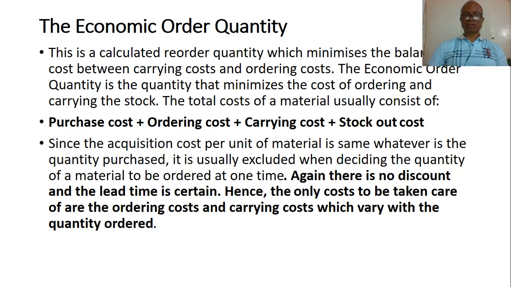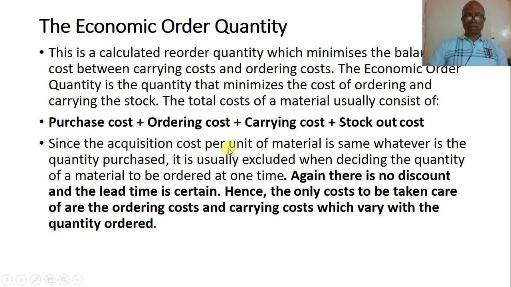taken to be not relevant, because you may not easily be able to value your stock out cost. Since the acquisition cost per unit of material is the same, whatever the quantity that you buy, it's usually excluded when deciding the quantity of a material to be ordered at one time. Again, there's no discount and no lead time, and the lead time is certain. Hence, only the costs to be taken care of are the ordering cost and carrying cost, which vary with the quantity ordered.